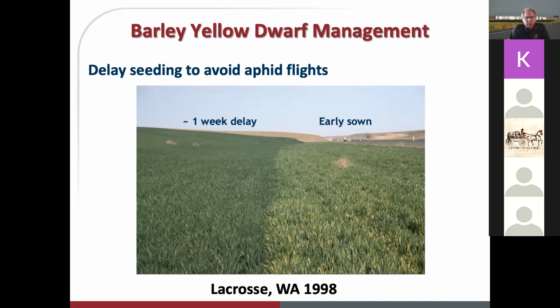The grower started to seed the field and made a pass around the outside, and then stopped for a week to do something else, and then came back and resumed seeding. And you can see right to the line where the aphids moved into that early sown wheat but then did not move into the later seeded wheat. So, great example of the impact that you can have with seeding date management.